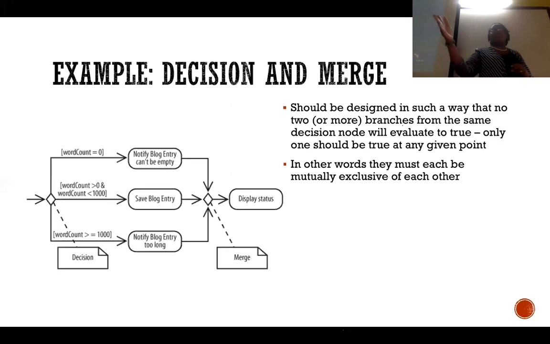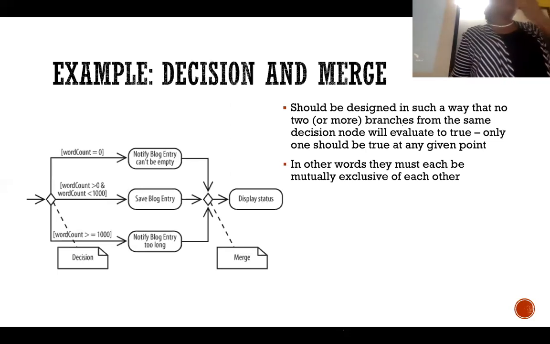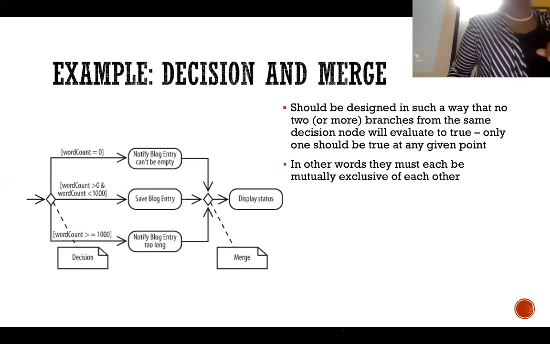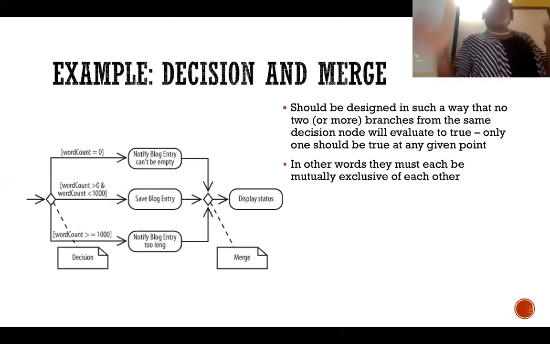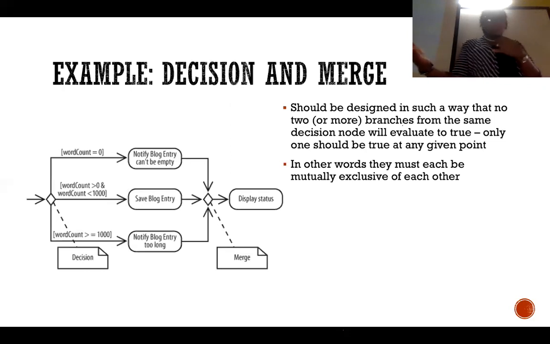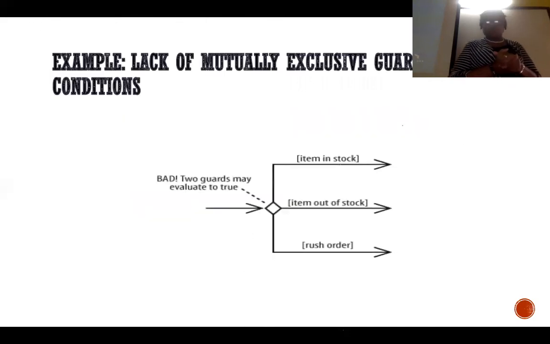No. The main thing I was just looking at is whether or not all these conditions are mutually exclusive. They are mutually exclusive. Okay, good. So there's no chance of you having word count equals 0 while having word count greater than 0 and word count less than 1,000. Those are mutually exclusive, and then we can check the other one, word count greater than or equal to 1,000. All these things can happen independently. Let's look at this one.